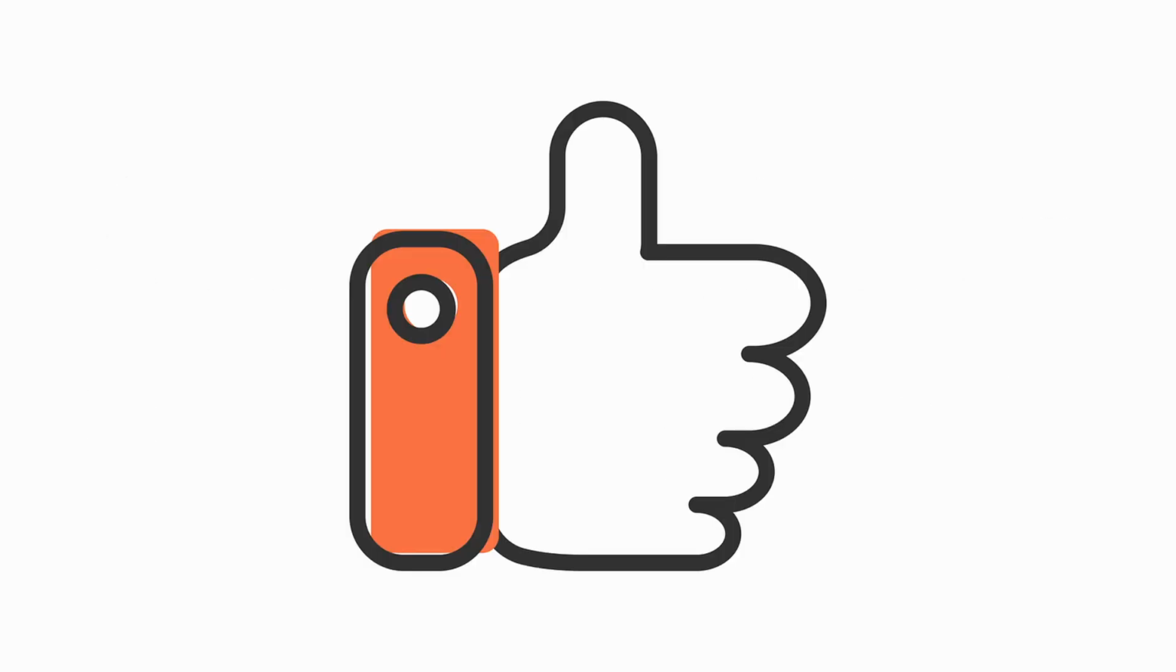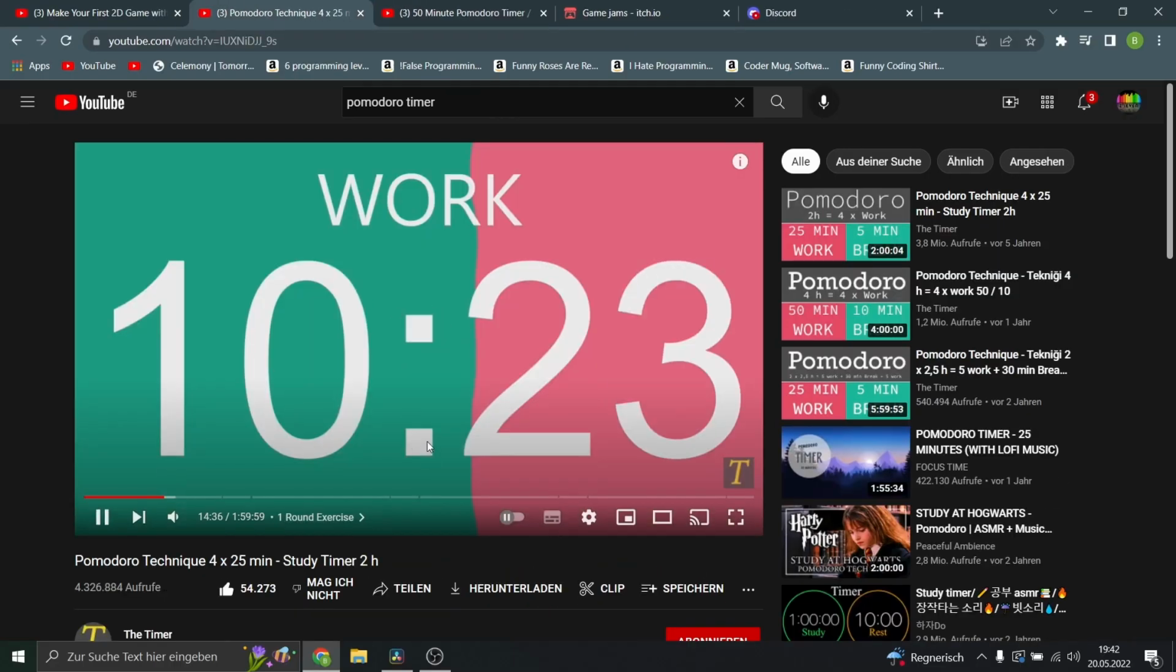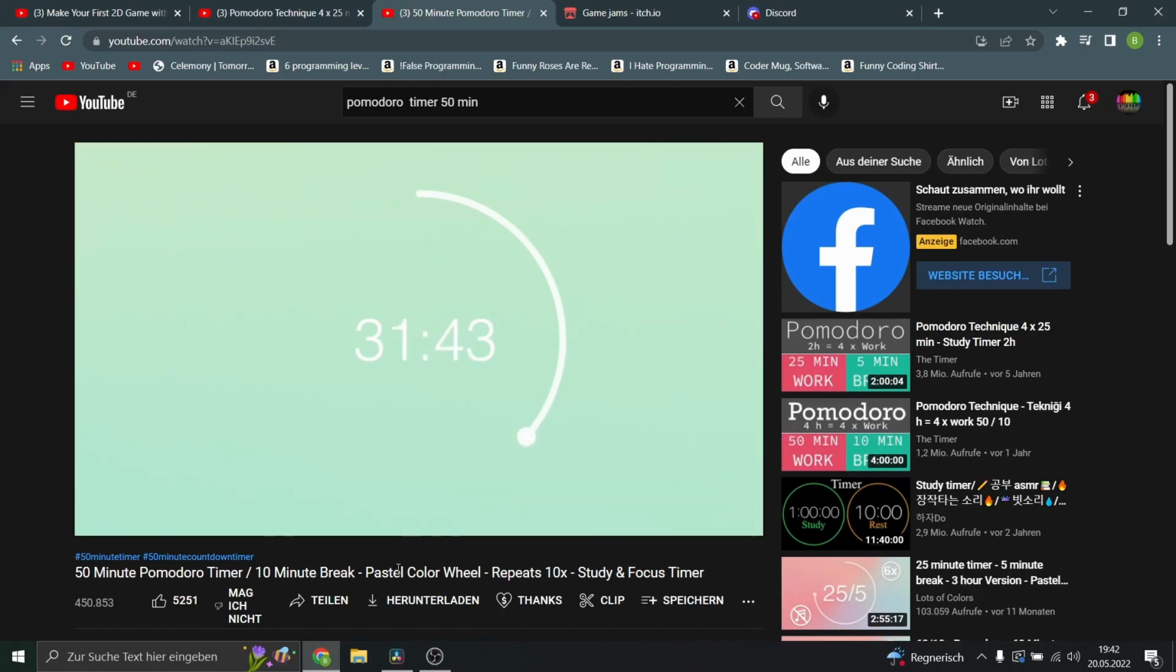So what I would recommend is the Pomodoro technique, where you work for 25 minutes and take a 5-minute break and then repeat that process. There are also variants with 50 minutes and 10-minute breaks and so on.